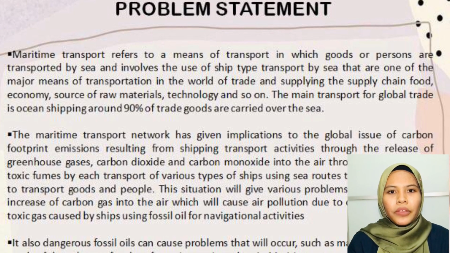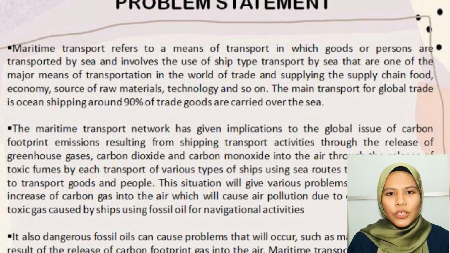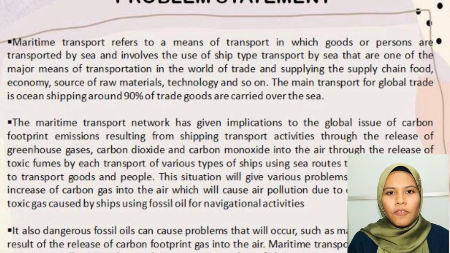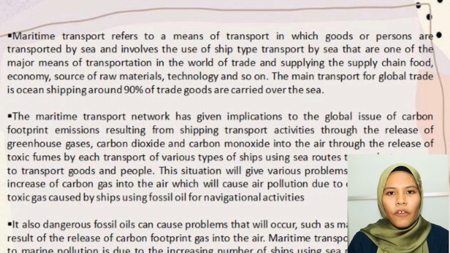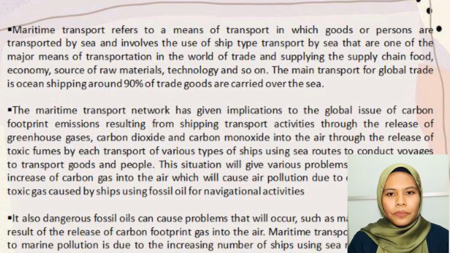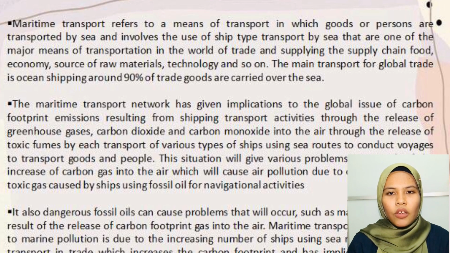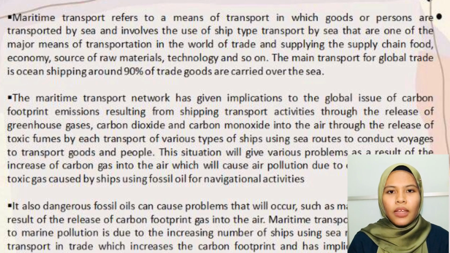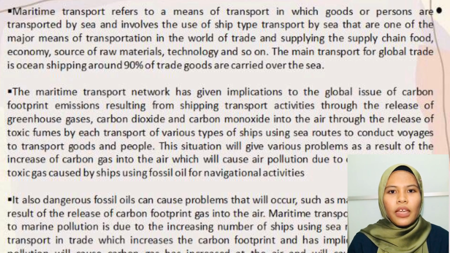The maritime transport network has given implication to the global issue of carbon footprint emission resulting from shipping transport activities, through the release of greenhouse gases, carbon monoxide, into the air, through the release of toxic fumes by each type of shipping using sea routes to conduct voyages to transport goods and people.